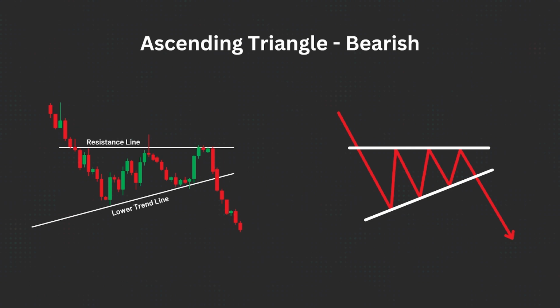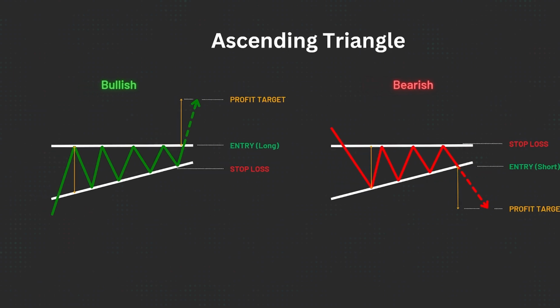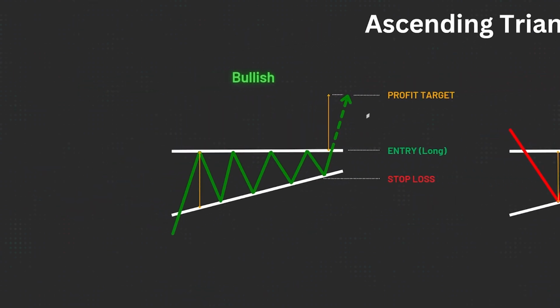However, in a bearish scenario, it's possible to see this pattern forming during a downtrend. For the trade structure, starting with the bullish scenario, the optimal trade is going long when the price breaks and closes above the resistance line. For profit taking, the ideal target is usually the same distance as the height of the triangle, and then projecting that distance from the breakout point. For managing risk, the optimal stop loss is placed just below the rising trend line.